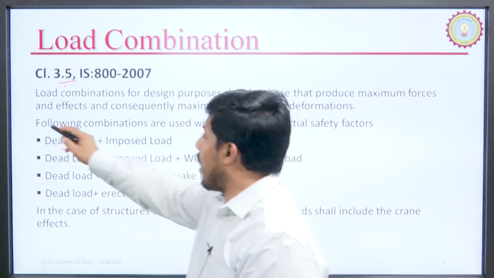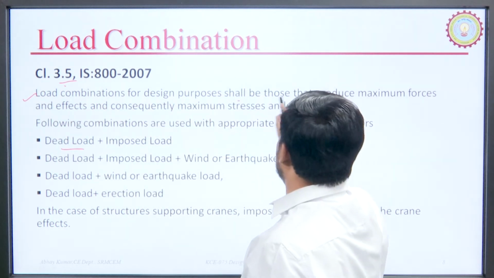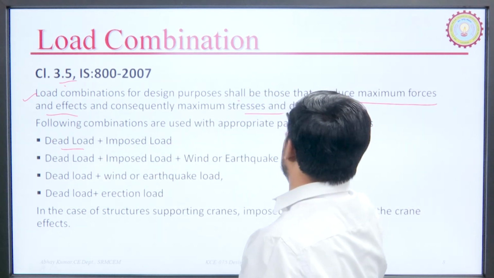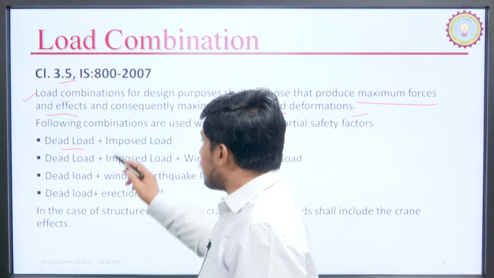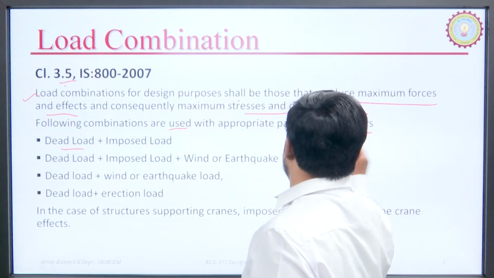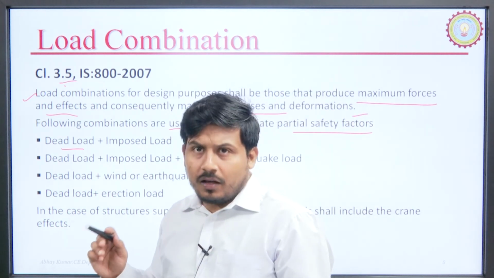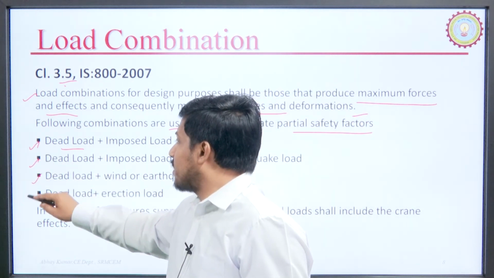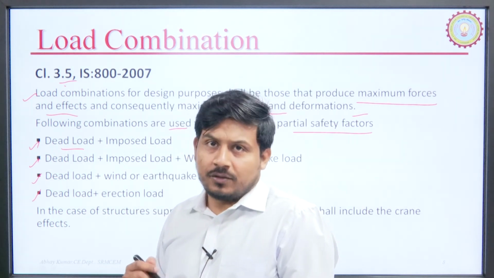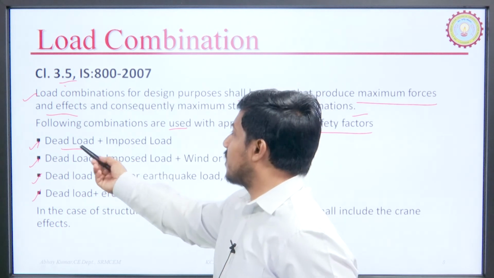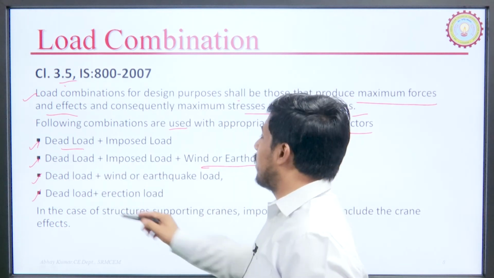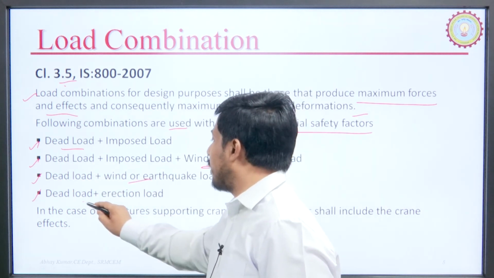Okay. So, our IS code says that the load combinations for the design purpose shall be those that produce maximum forces and effects and consequently maximum stress and deformation. Okay. The following combinations are appropriate and are used with appropriate partial factors of safety. Okay. In the first combination there is dead load and imposed load. In the second combination there is dead load, imposed load, and wind or earthquake load. In the third, dead load, wind load or earthquake load, and dead load and erection load.